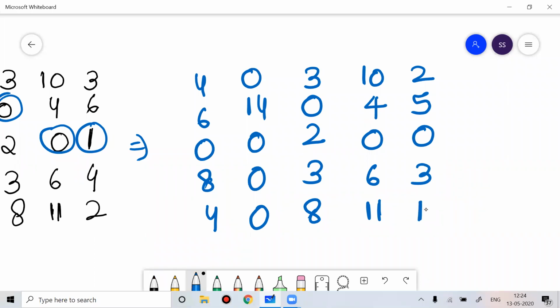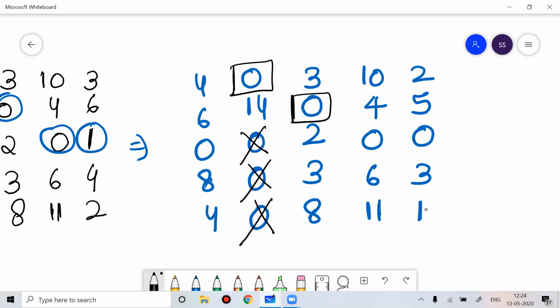Row 1, one 0 is there, so you cancel all the other zeros of the row. Row 2, one 0 is there, you do allocation. Then row 3 do not touch, row 4 do not touch, row 5 do not touch. Column 1, one 0 is there, so you do allocation. Column 2, 3, 4 and 5 do not touch.